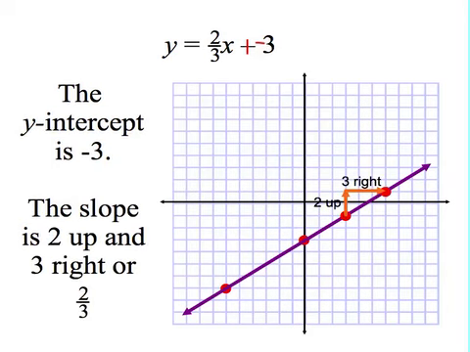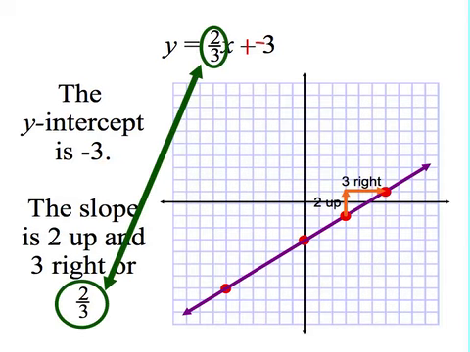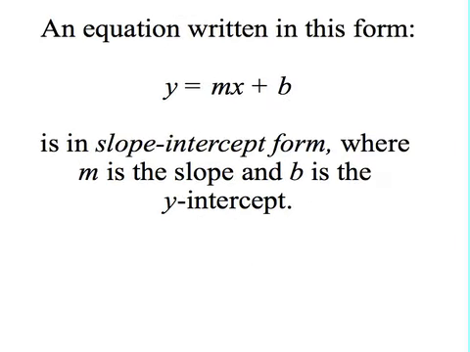Let's look for the slope. We pick 2 points, we go 2 up and 3 to the right. Slope is 2/3. And yes, there's a 2/3 in this equation. And that brings us to something called slope-intercept form. When an equation is solved for y, it is often written y equals mx plus b, where m is the slope and b is the y-intercept.